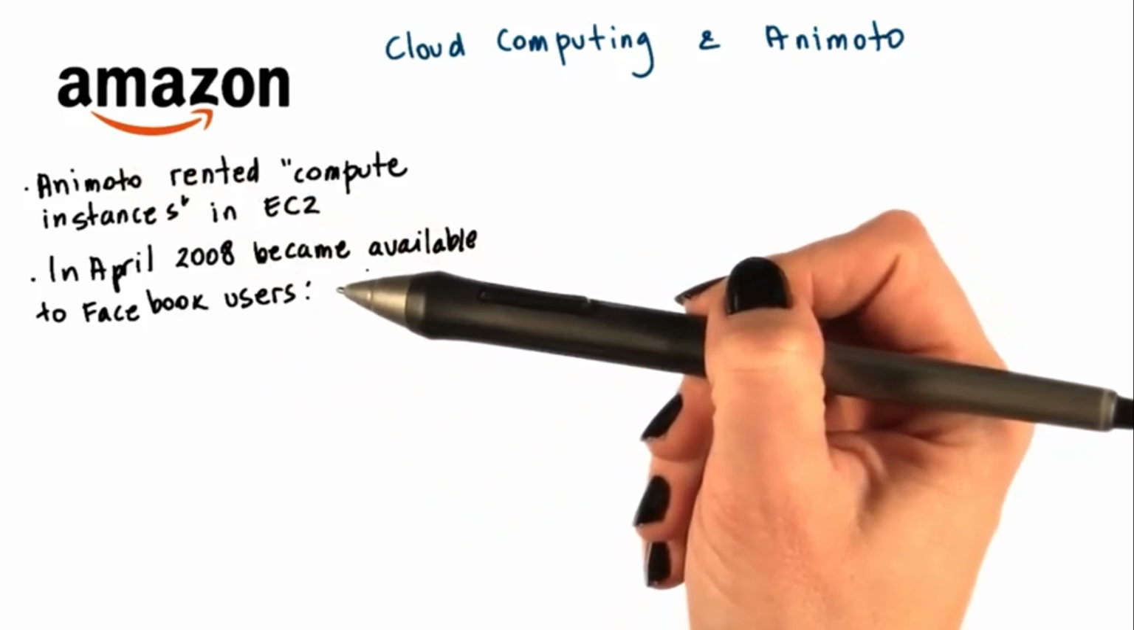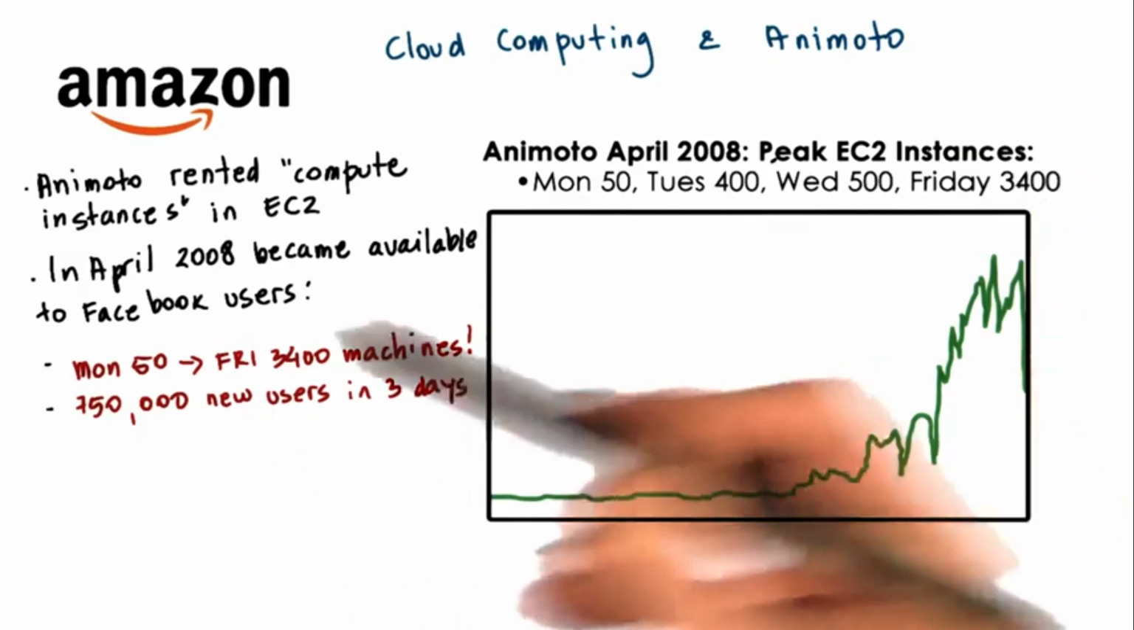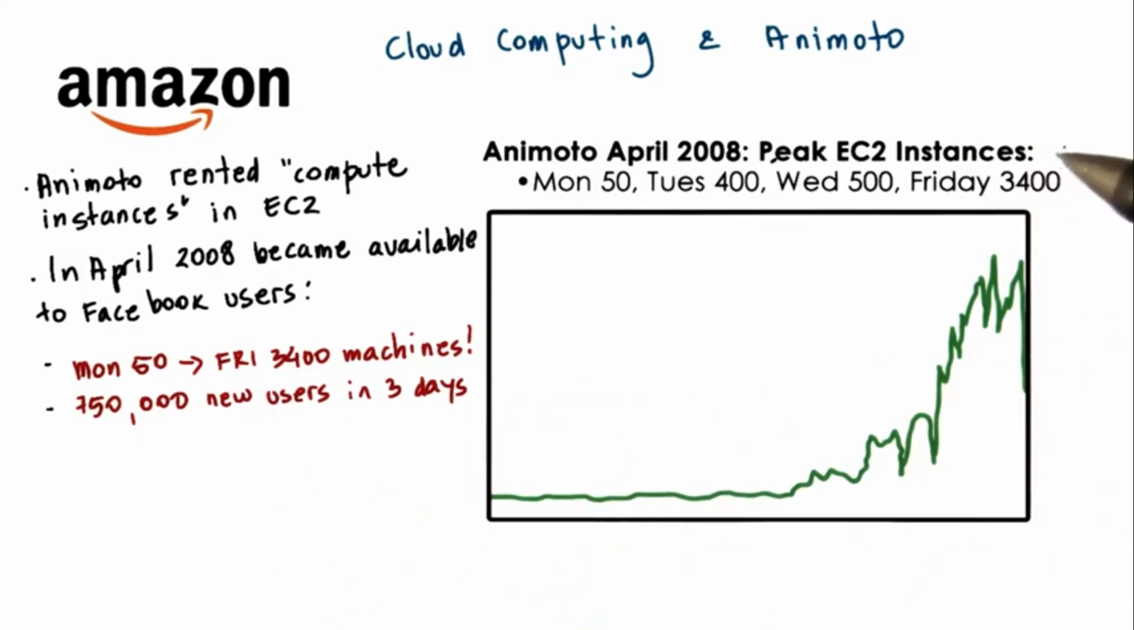What happened afterwards was the definition of going viral. Within 3 days, Animoto signed up 750,000 new users. And from the 50 compute instances, so the 50 machines that it needed on Monday, that number became 400 by Tuesday, so an order of magnitude larger in a day. And then by the end of that week, by Friday, that number of machines was 3,400. Two orders of magnitude increase in the resources just within that week, just within those 4 or 5 days.